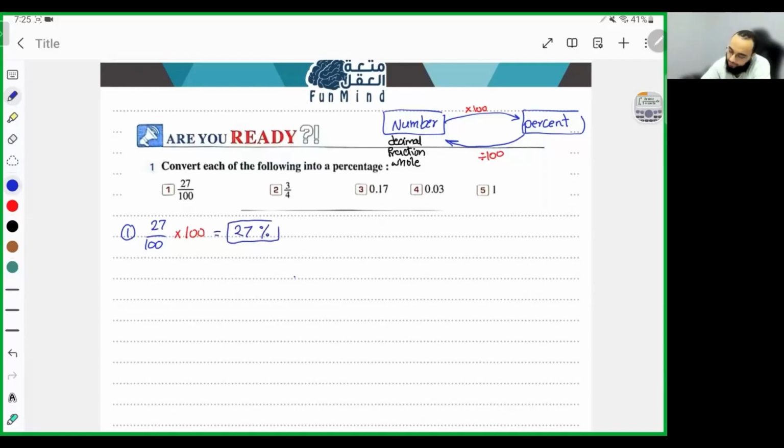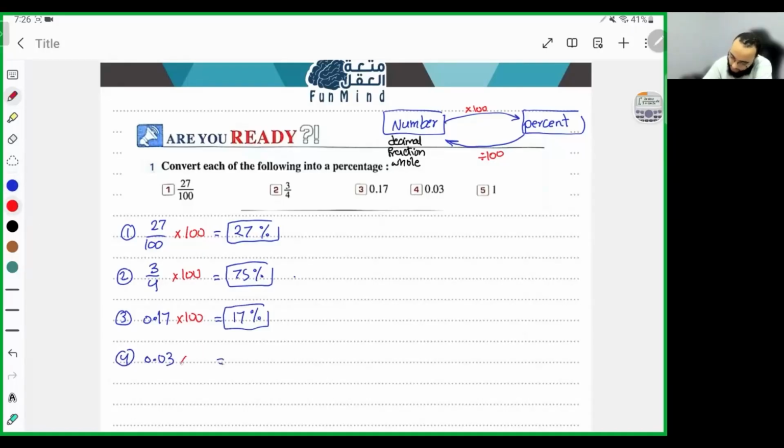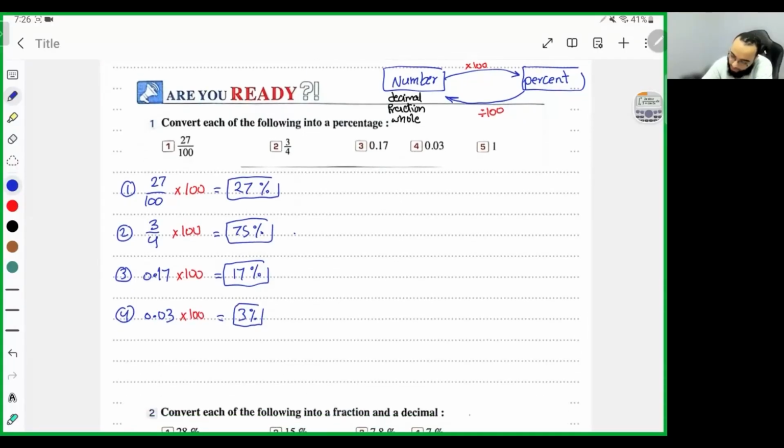Any problem? What about 3 over 4 times 100? It's 75%. Yes, it's 75%. You are saving it. Excellent. 0.17 times 100, 17%. 0.03 times 100, 3%. What about 1? 100%. It has no problem. It's 100%.